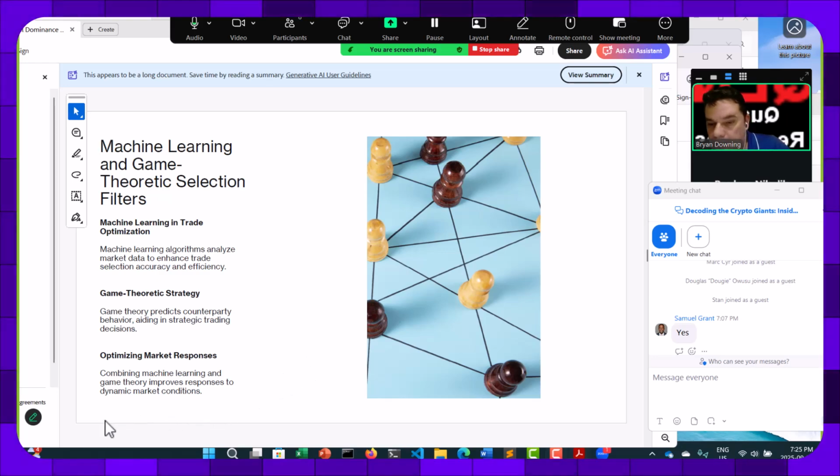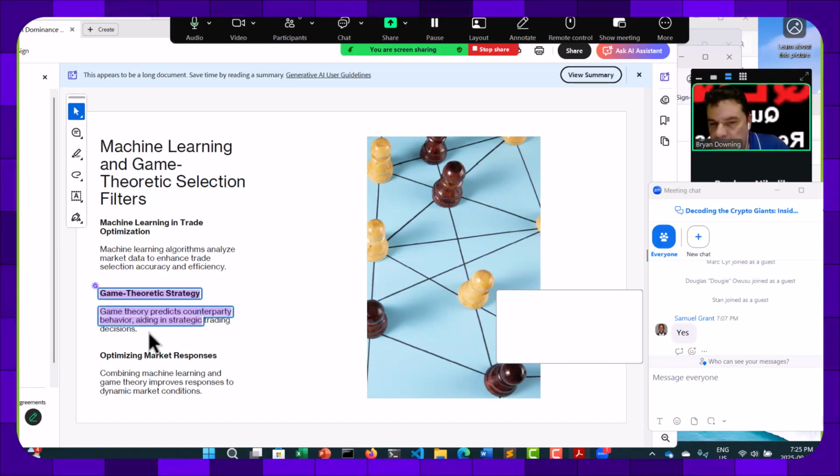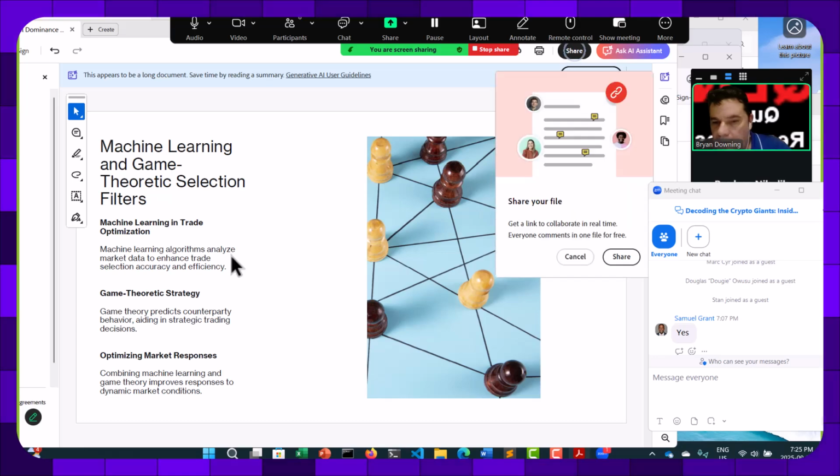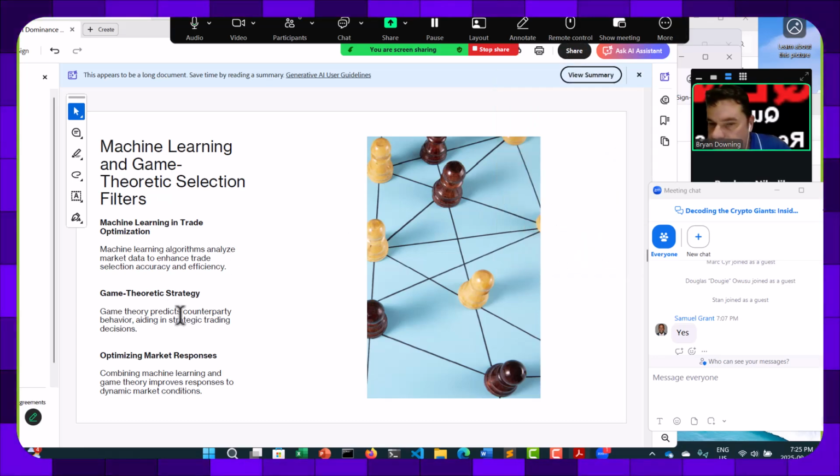All right, so some of the other things they can do is use machine learning and something I never knew about called game theory. We all know about the machine learning and the optimization, analyzing the market to enhance their trade selection for accuracy and efficiency, as I said earlier. This one is different. They'll use game theory, so they're trying to predict the counterparty behavior, and that helps them aid in their strategic decisions.